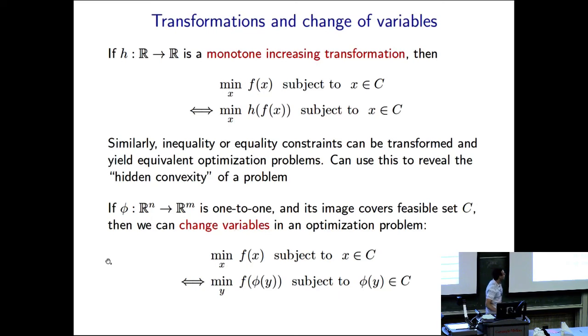We can also transform not the criterion function, but the variable itself that we're using to do optimization, but that requires a bit more conditions. Essentially, if we have some map that's one-to-one, and its image is all of the feasible set, so that I can hit any point x in the feasible set by looking at some phi of y, then I can change variables in the optimization problem from x to phi of y. So I can rewrite this as minimize over y, f of phi of y, subject to phi of y being in the set C. The biggest examples of this that we'll see are just linear transformations. They're not really anything complicated.